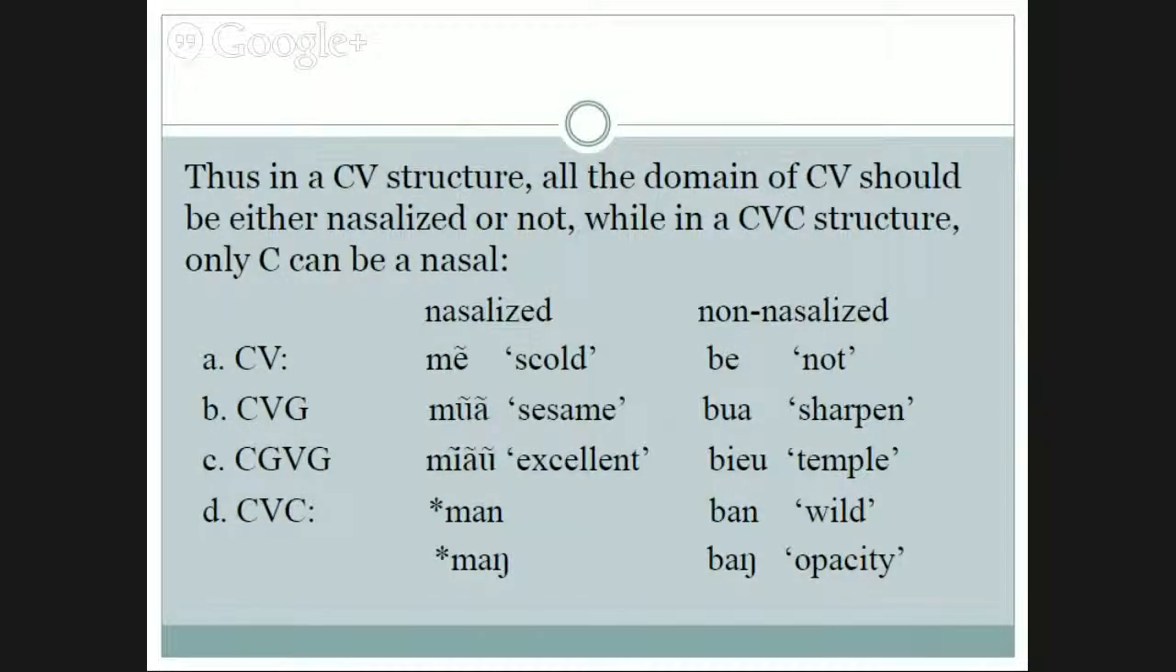In a syllable structure like this, CV, CVG and CGVG all have nasality in this domain, or the segments within this domain. While in CVC, only the coda can be allowed to have a nasal consonant, while the others are prohibited from nasality.